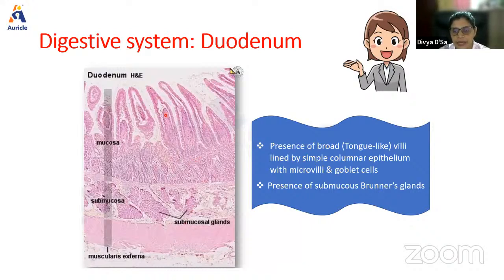The duodenum will have these tongue-like villi, which are lined by simple columnar epithelium, and a small amount of microvilli will be present. Basically, they are all for the absorption part, providing a larger surface area. And in the submucosa, there are Brunner's glands. Brunner's glands are again mucous glands which are present in the submucosa. The rest of the layers remain the same. The muscularis externa as well as the serosa layer will have the same structure. In the duodenum, you should know that the initial portion will be covered by the peritoneum, and the rest is retroperitoneal.